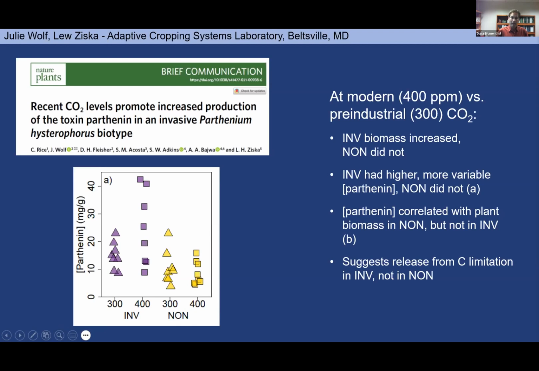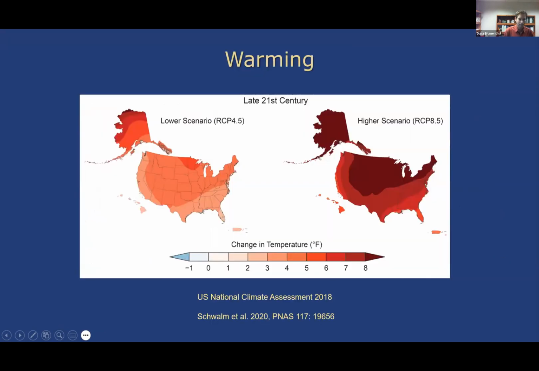All right, that's what I have for you with respect to CO2 examples, and now I'm going to move on to warming. Here are some predictions from the National Climate Assessment for how much warming we expect in the US, somewhere between 3 and 8 degrees Fahrenheit this century. According to Schwalm et al. 2020, we are tracking the right-hand scenario, RCP 8.5, in terms of both emissions and policies so far. So lots of warming on the horizon.